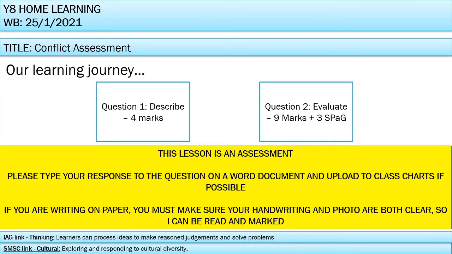However, if you don't have that, you are more than welcome to write on a piece of paper, but make sure that your handwriting is clear so that when we see the picture on the screen, we can read what you've written. Make sure that the picture you take of that work is also clear, so it's not fuzzy and not at a weird angle. Make it as clear as possible so that we can read it and give you a mark that represents the work that you've done.